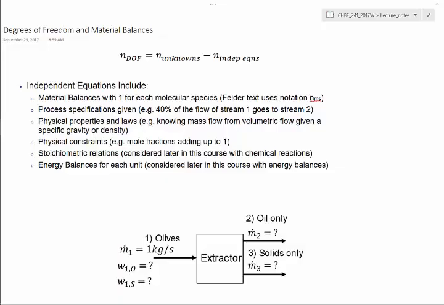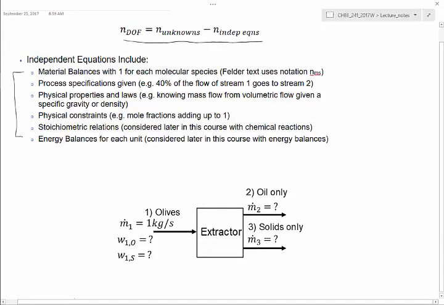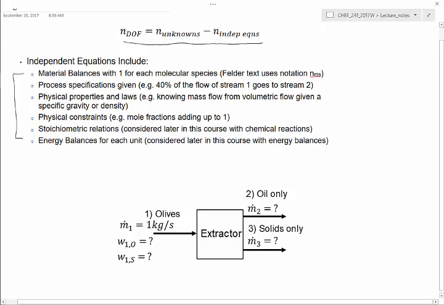In the previous video, we looked at degrees of freedom just in terms of calculating them. Here we're going to look a bit more at material balances. And so we know that our number of degrees of freedom in our system is equal to our number of unknowns minus our number of independent equations. We talked a little bit about the different ways you can find those independent equations. And then we looked at a specific example for olives being extracted to oil and solids only.